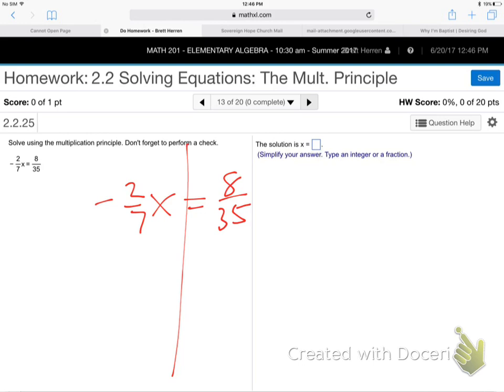Going to multiply both sides by the upside down, right? Are we going to multiply by negative 7/2 or positive 7/2? Negative. Because we want the 2 negatives to make positive. So x will be totally alone, right? Does that make sense? So multiply both sides by negative 7/2, like that. That's multiplying both sides, right? Parentheses.